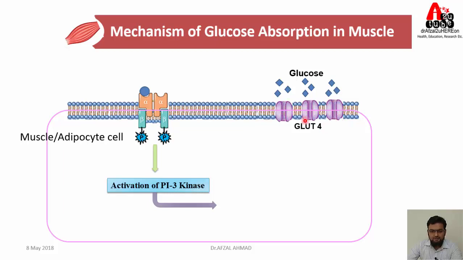So the GLUT4 came to the membrane of the myocyte or adipocyte cell. By the action of GLUT4, all the glucose molecules present outside will enter into the muscle cell or adipocyte cells. So this is the mechanism of glucose absorption in the skeletal muscle, adipose tissue, as well as in the heart cell through the GLUT4 receptor.